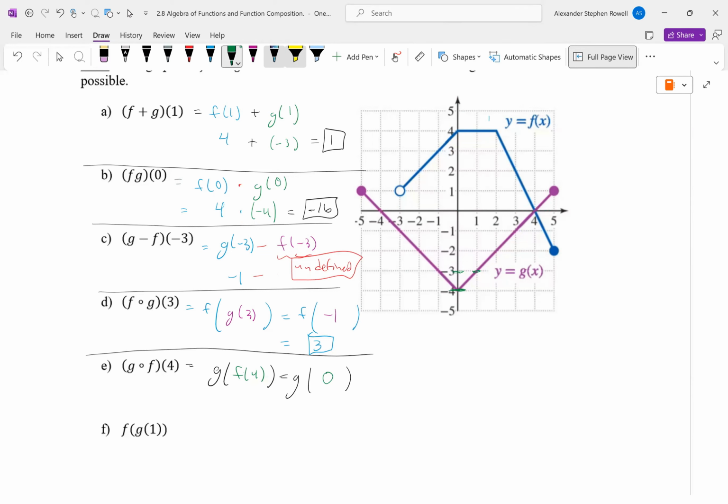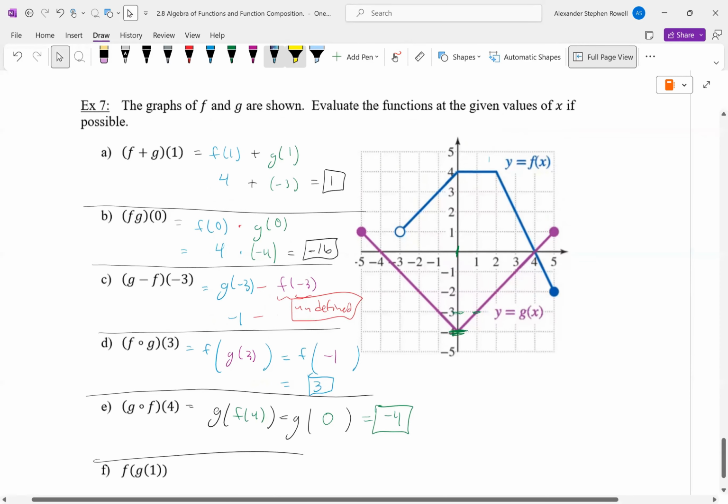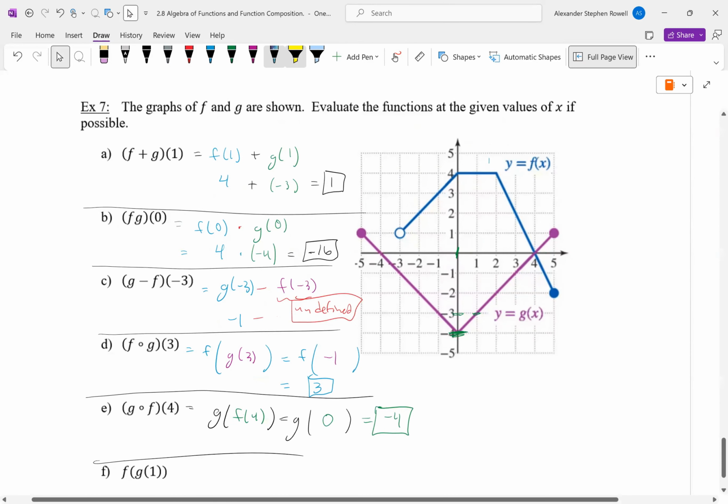So when x is 0, what's the height of my g function? Negative 4. And we're out of time. Yes. The last one's undefined. I'll have you check that out though.